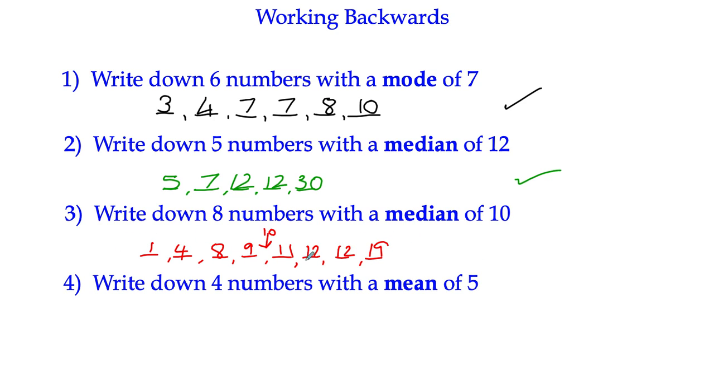Notice that 10 is not one of the numbers, but I wrote in 10 just to make sure that it was my median. And the last one, write down 4 numbers with a mean of 5. That's an interesting one. So we've got 4 numbers.